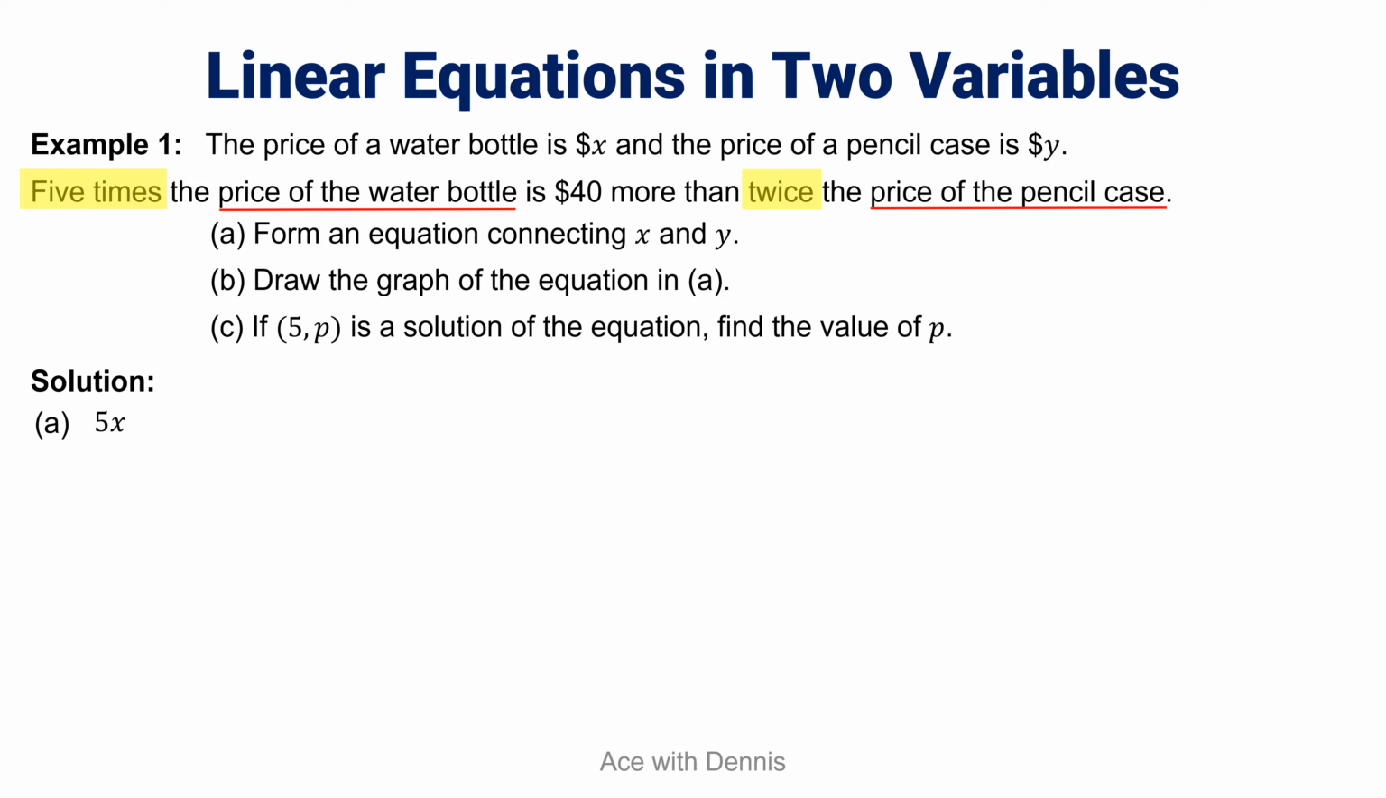Also, twice the price of the pencil case. So for this sentence, we can write it as 2y, where y is the price of the pencil case. And this sentence tells us that 5 times the price of the water bottle is $40 more than twice the price of the pencil case. Which means that the difference of these two quantities is equal to 40. Hence, 5x minus 2y equals 40. So this is the equation that we want to form in part A.